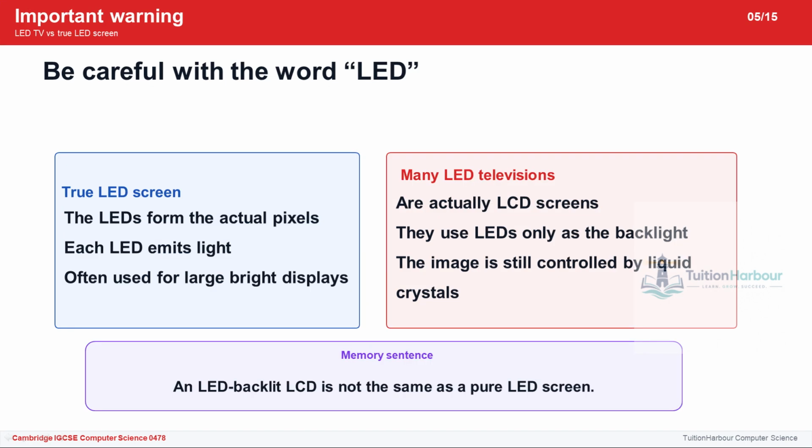LED television. Warning: you must be careful when using the term LED screen. In a true LED screen, the LEDs form the actual pixels and produce the displayed light. Many televisions advertised as LED televisions are really LCD screens. They use LEDs only to provide the backlight. Liquid crystals still control the image. Remember this sentence: an LED backlit LCD is not the same as a pure LED screen.